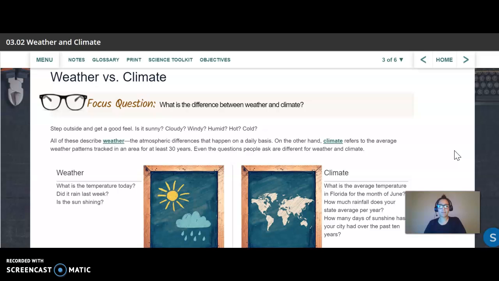So the biggest takeaway about this lesson is going to be the difference between weather and climate. Weather is the atmospheric differences that happen on a daily basis, whereas climate refers to the average weather patterns tracked in an area for at least 30 years. So weather is going to be that daily snapshot. What is the temperature today? But then the climate is going to look at the average long-term patterns that happen. So with climate, you might ask the question, what is the average temperature in Florida for the month of June?